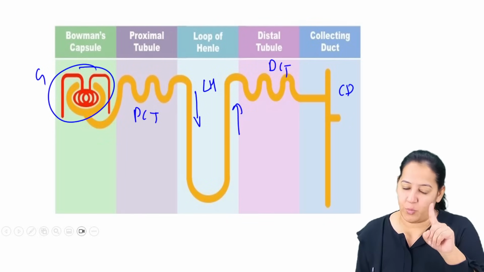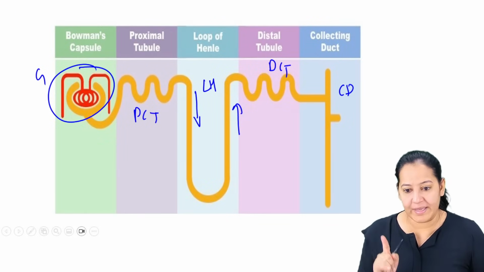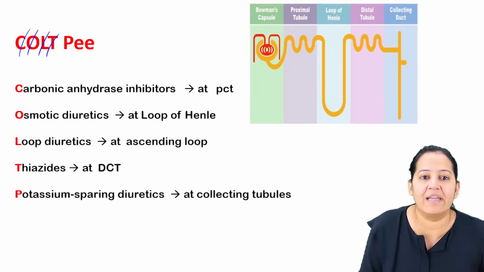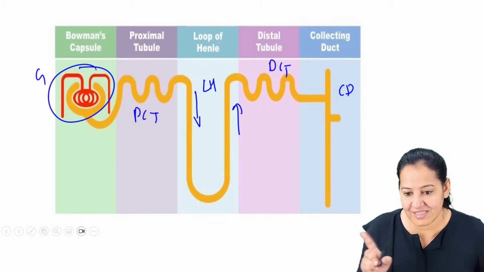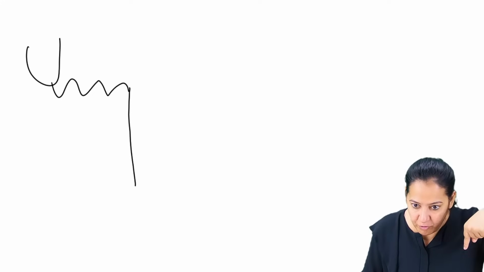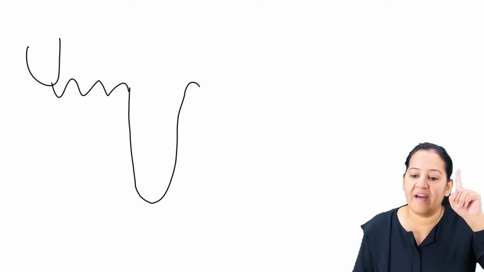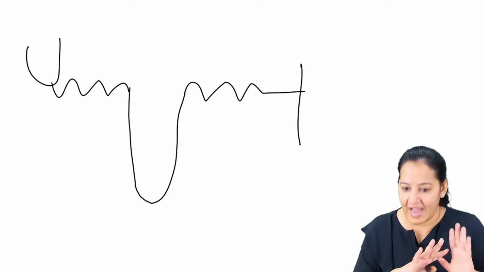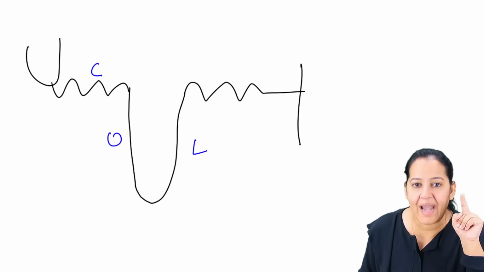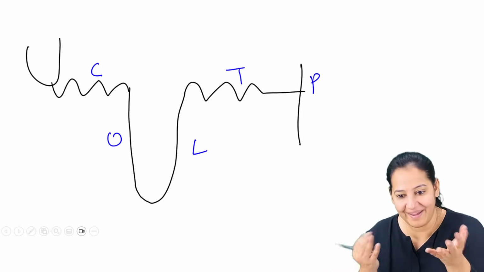Now each category acts at one place. You have to learn a mnemonic. Understand. The mnemonic is COLTP. And you know the sequence in the nephron. What comes first in the nephron? Glomerulus. None of them act on the glomerulus. After that the PCT, then the descending limb of the loop of Henle, then the ascending limb of the loop of Henle, then the DCT, then the collecting duct. I guess everyone knows this sequence. Write down COLTP.